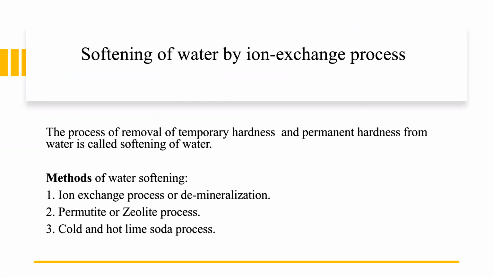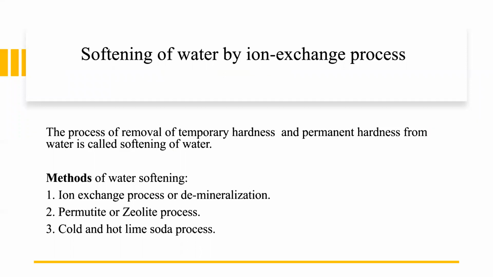Water generally contains hardness, and hardness is caused in water due to the presence of calcium and magnesium ions. If these calcium and magnesium ions are present in the form of carbonates and bicarbonates, it gives temporary hardness. And if they are present in the form of chloride and sulfate, it gives permanent hardness. And the process that is used to remove the hardness-causing substances is called softening of water.